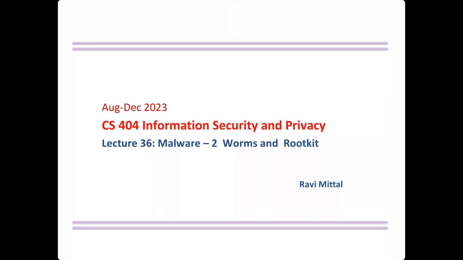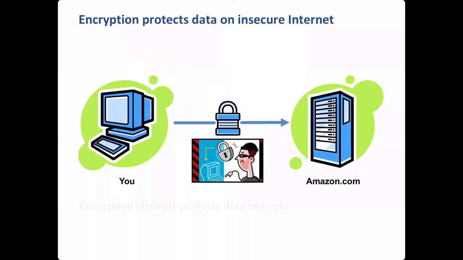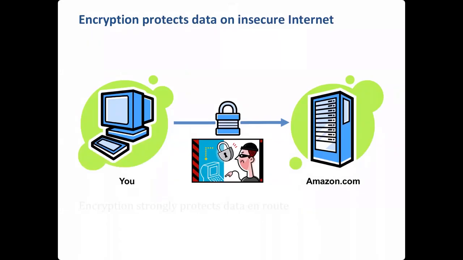Okay, so today we'll study some aspects of virus, worms, and rootkit. These are the things that we'll study today. Some we have already studied, virus camouflage in last class, but we'll look at it again, and then we'll look at worms and rootkit.